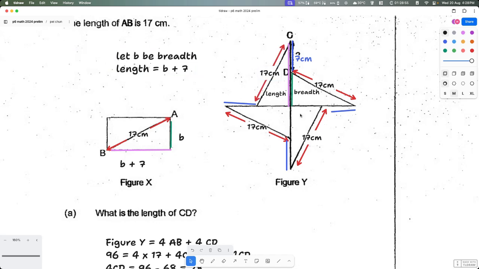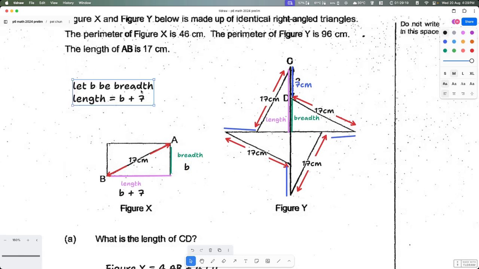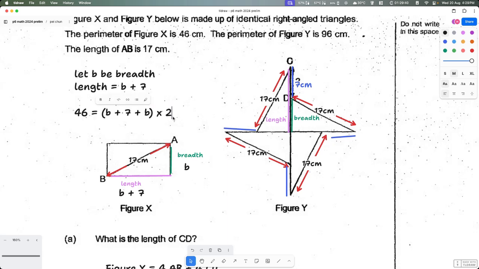That's what we see here: length equals B plus 7, and B is the breadth. Let me make this purple, purple, green, and green so it's in sync. The perimeter of figure X is 46, so 46 equals B plus 7 plus B, all times 2. That becomes 46 equal to 2B plus 7, times 2.